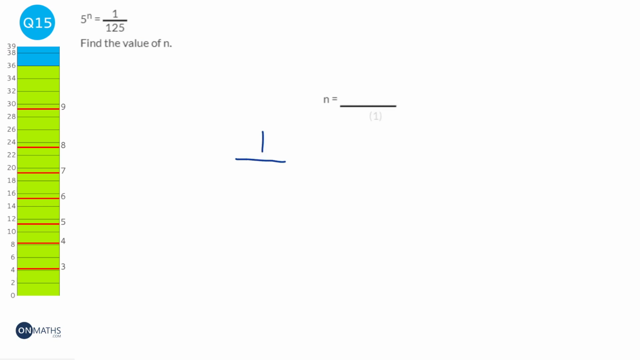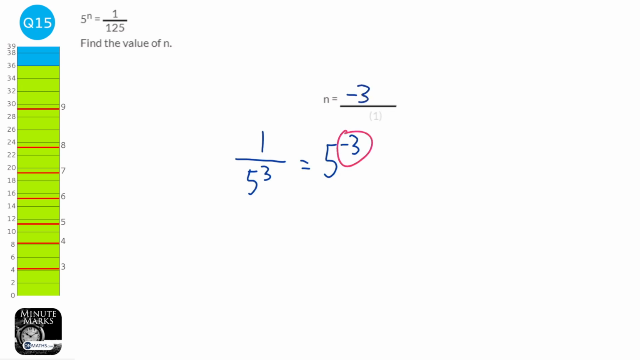The first thing to notice is that 125 is 5 cubed. So instead of 1 over 125, it would be 1 over 5 cubed. And we know that when you have a negative power, it actually turns into the reciprocal of that number. So 5 to the power of minus 3 becomes 1 over 5 to the power of 3. So n is going to be this minus 3.